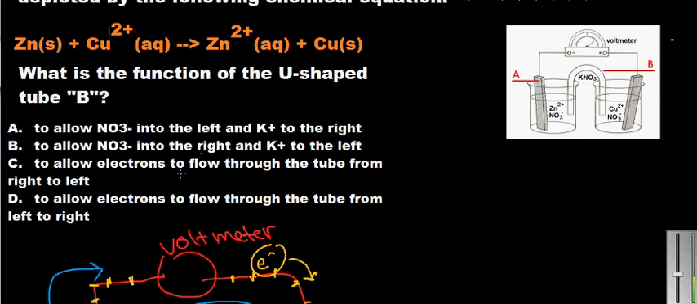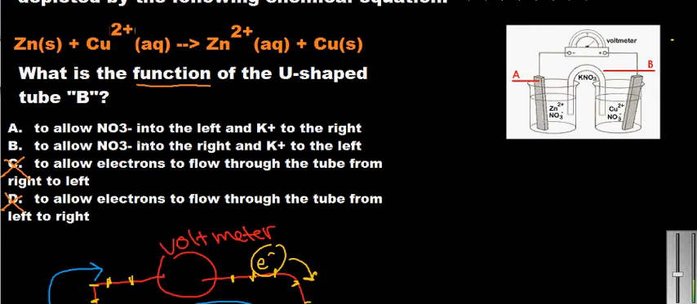So let's look at some of the answers. What can we rule out? D, to allow electrons to flow through the tube from left to right. Well, we already know that the function of the U-shaped tube is not to allow electrons to flow. Yes, electrons will flow in this case from left to right, but that's not the function of the U-shaped tube. That will happen spontaneously. To allow electrons to flow through the tube from right to left, we know that's not something that's going to be happening in this reaction.